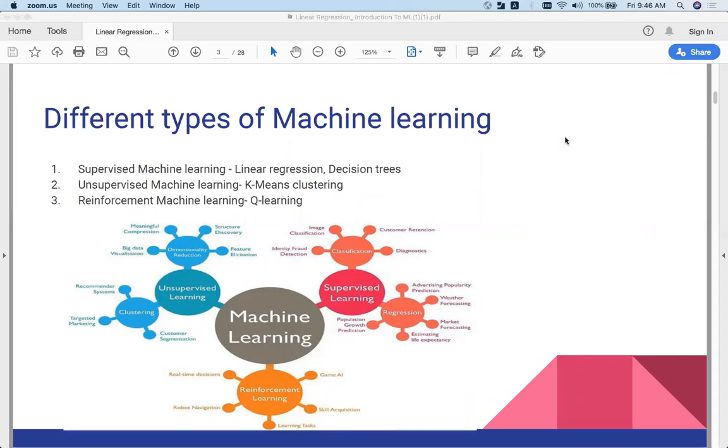Okay, now coming back to machine learning. Even in machine learning, there are different types of algorithms. The first one is called supervised machine learning. The second one is called unsupervised machine learning. And the third one is called reinforcement machine learning.